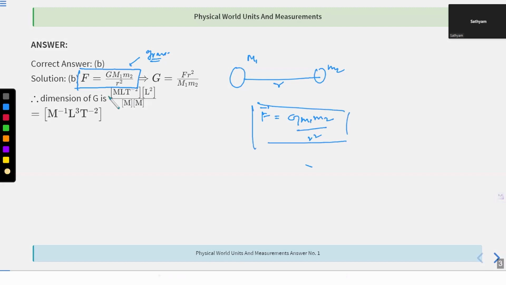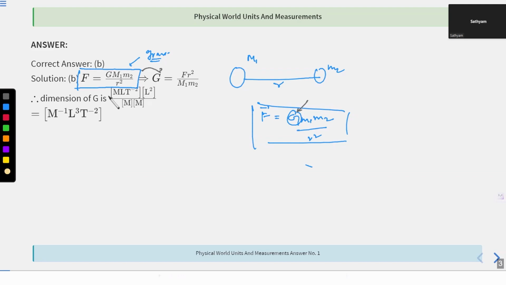So now I have to calculate the dimension of G. This is in general for whatever quantities you are going to measure. Let's say if you are comparing at the electron level, then you have Coulomb force, right? K q1 q2 by r square. So this is the constant. Now the trick over here is that whose unit you have to calculate, you have to keep it on one side, and all the rest of the units you have to keep on the other side. Okay, so this is the formula.